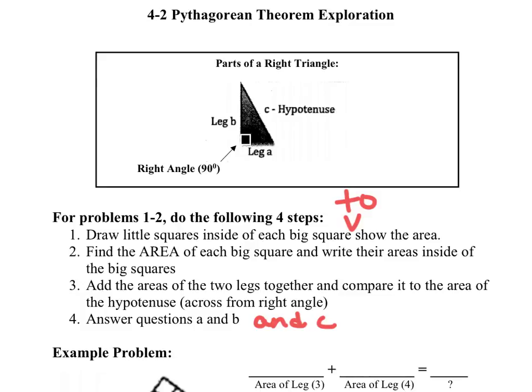So we got a right angle. You also have two legs. The legs are the sides that touch the right angle. I didn't name the right triangle. I don't know why it's called that. I don't know. Here's the best part.